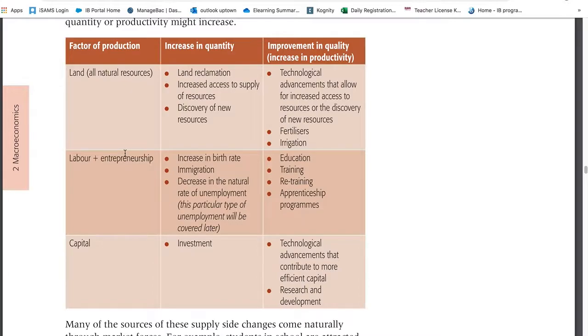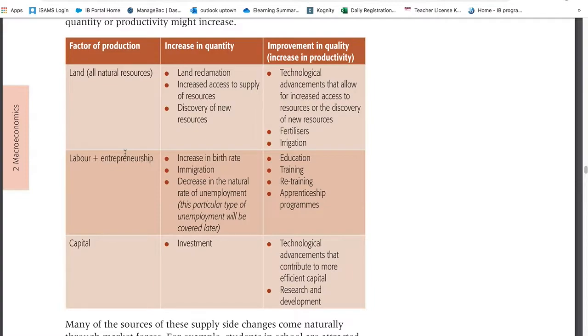Using things like fertilizers, irrigation systems helps you once again use and improve the quality of your natural resources because of advancements in technology. For the labor side, there could be an increase in birth rate, so that's an increase in quantity, or a decrease in the natural death rate. So it helps create more of a labor pool. At the same time, how do you improve quality? Things like education, training, apprenticeships. So either one of those could create a shift in the long run supply curve because the factor production of labor and entrepreneurship is improved.